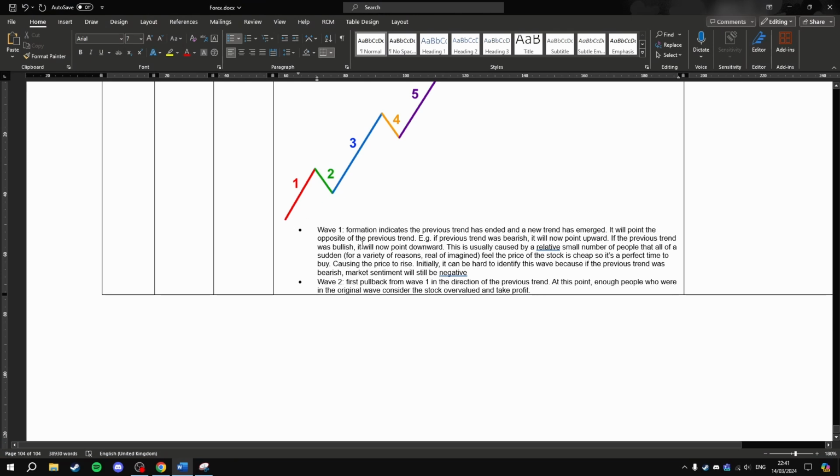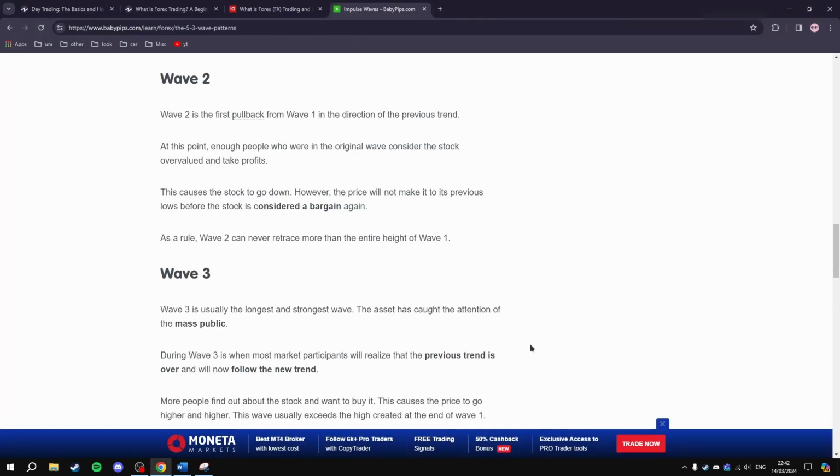So wave 2 can't be going down here. And if wave 1 was downwards, then wave 2 can't go more above where wave 1 is, if you see what I mean, if that makes sense.